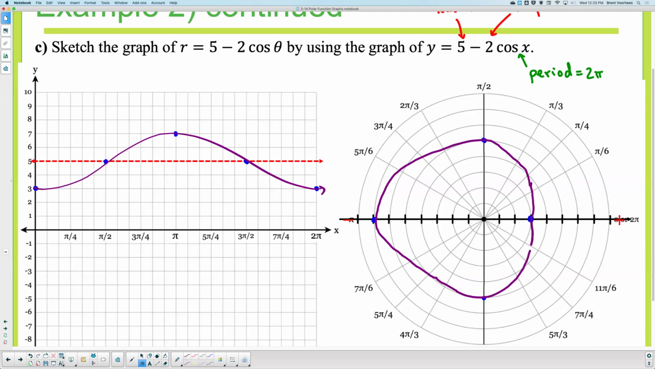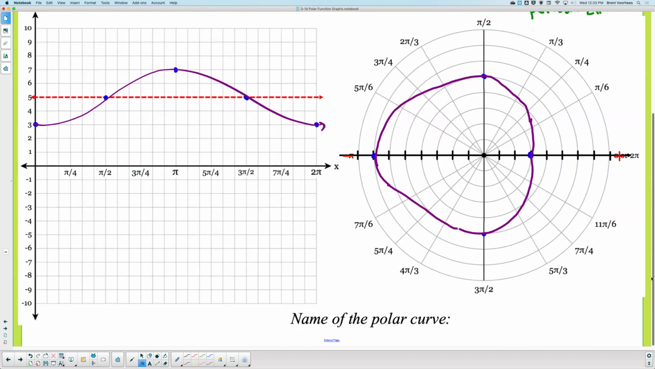Tell me, does this look like a circle to you? No. It's not a circle. Does it look like a cardioid, a heart? No. It doesn't have the inner loop, does it? But they call it a convex limacon. I'm not sure what that means in French, but they call it a convex limacon.